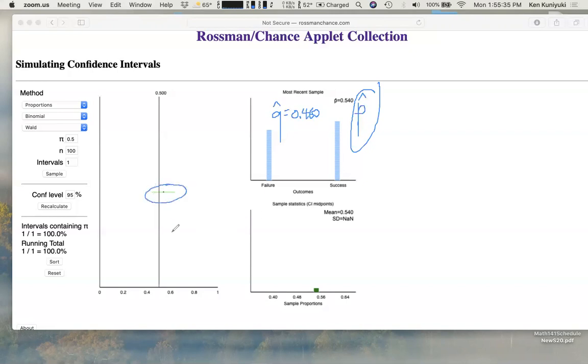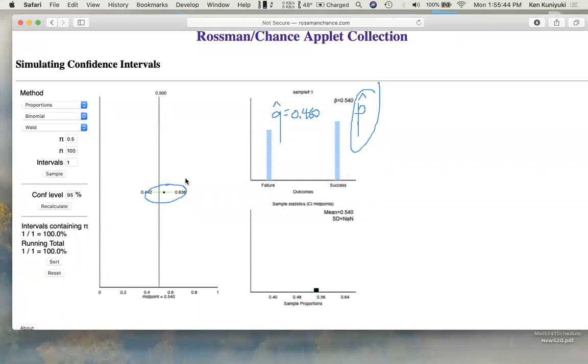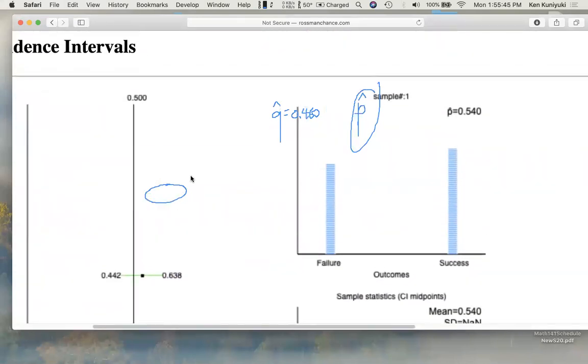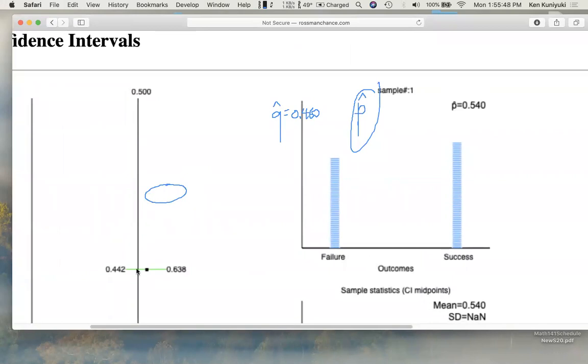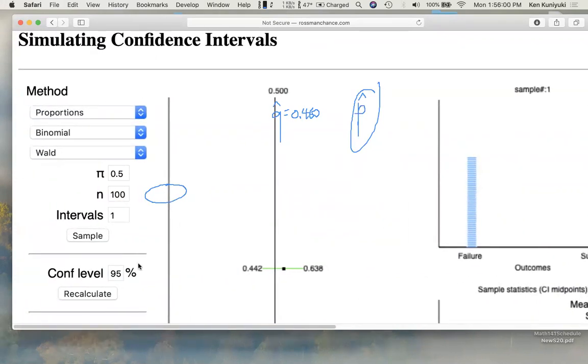that can be constructed. Again, using methods we'll see later in this course. So if I click on it, actually, I'm blowing this up a bit, we can see that this confidence interval is going from 0.442 to 0.638. These are 95% confidence intervals, by the way. The confidence level here is 95%.